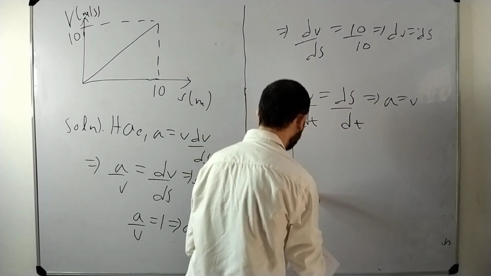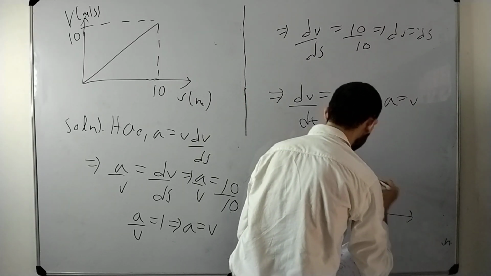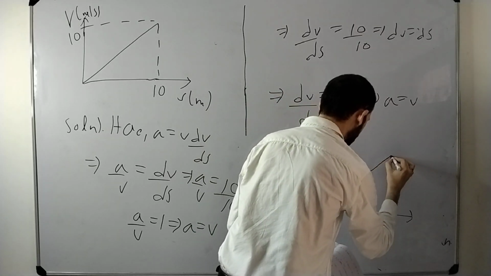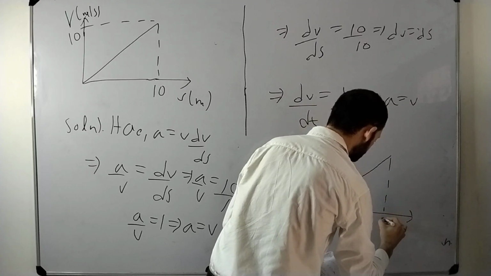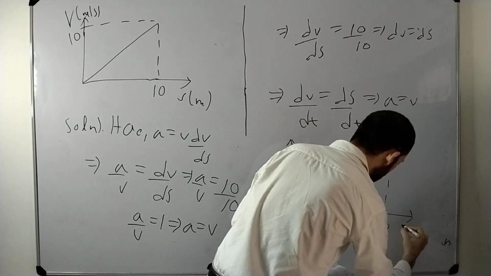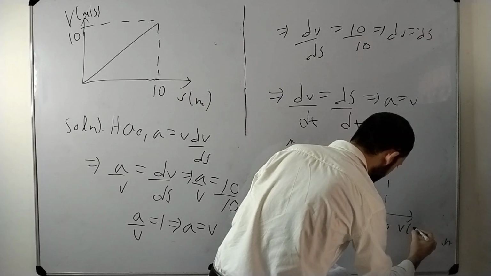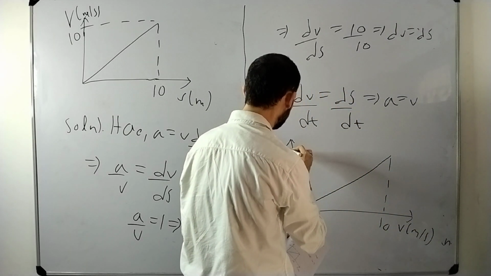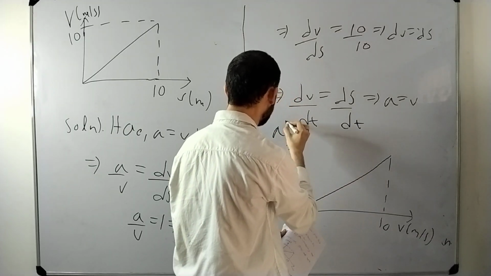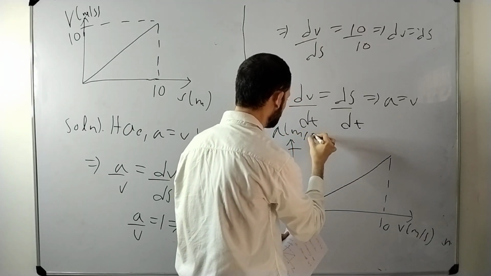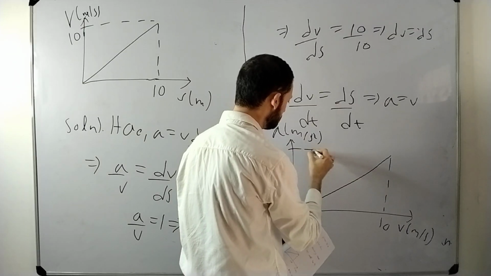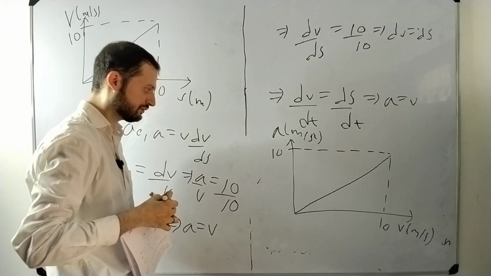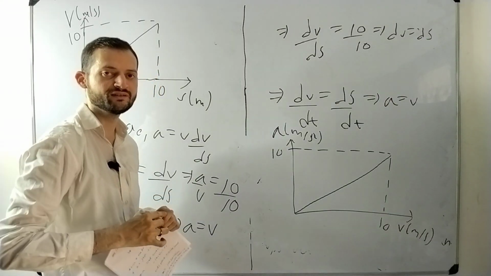So the graph of the whole thing is nothing but the same. 10, this is what? Velocity, right? Yes, sir, definitely. And this is acceleration, in meter per second square. So the whole thing becomes this. So this was the end of our second part of numericals. Thank you, students.